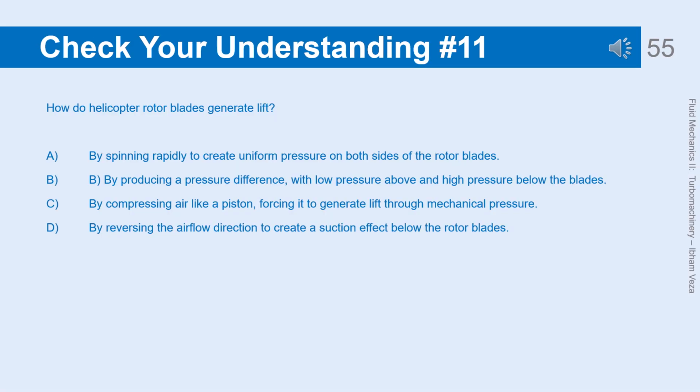Correct answer, B, by producing a pressure difference with low pressure above and high pressure below the blades. Explanation of incorrect options. Option A. Uniform pressure on both sides of the rotor blades would not generate lift. Lift relies on a pressure difference.